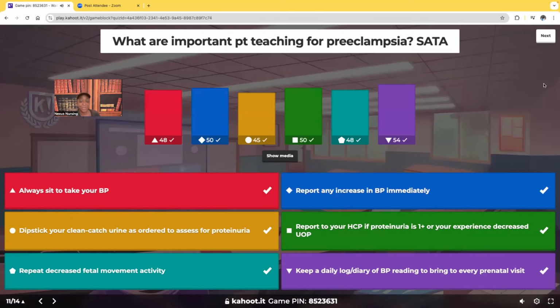Very good. Oh, you guys are learning. Yes. All of these are teaching points. And this has been seen as select all that apply and also as a bow tie on the next generation NCLEX. So make sure you know these teaching points. If you're currently taking maternity, you better know this. Don't say I didn't warn you.